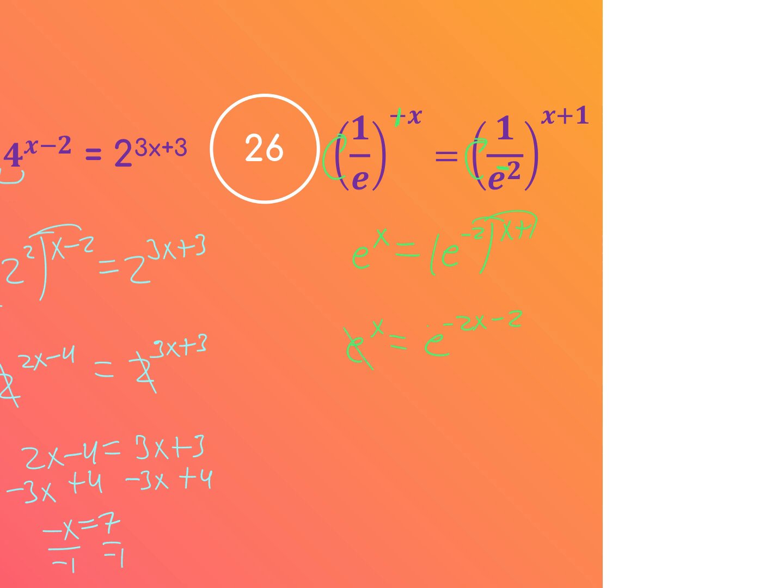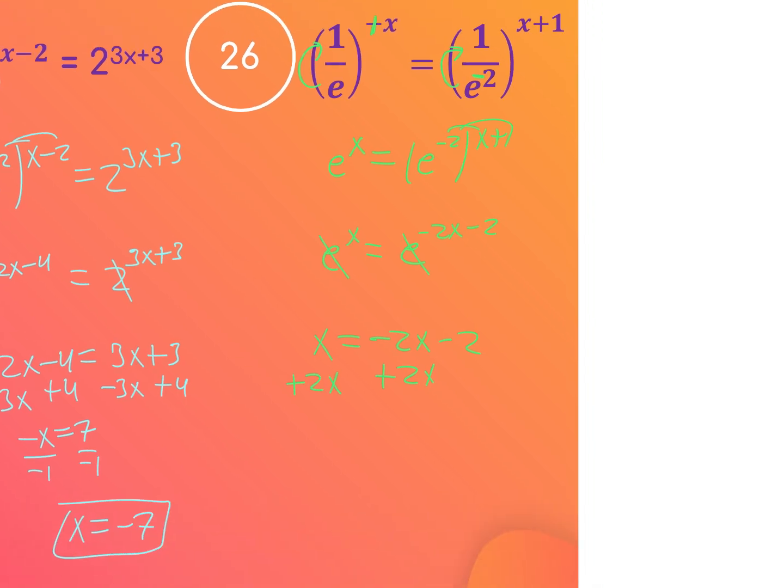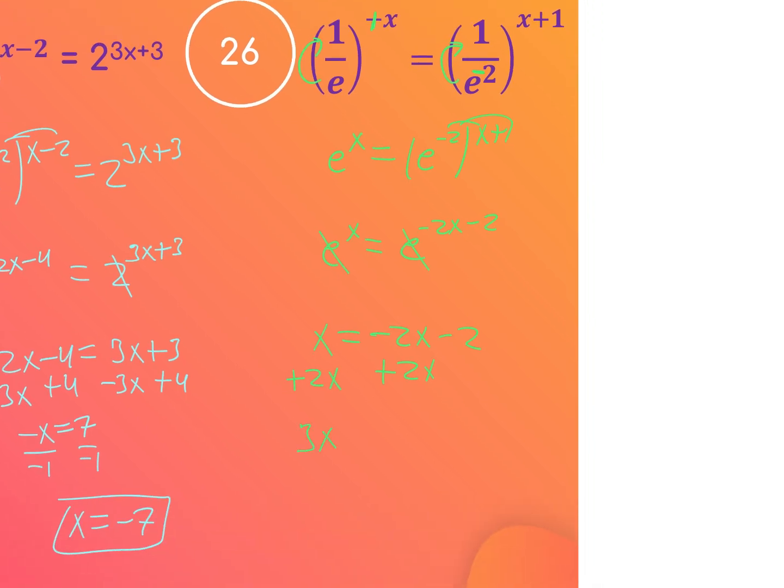And now we have a base of e, so we can cancel it out, and you get x equals negative 2x minus 2. Right, and you can add 2x on both sides, and you get 3x equals negative 2. Divide both sides by 3, and you get x equals negative 2/3.